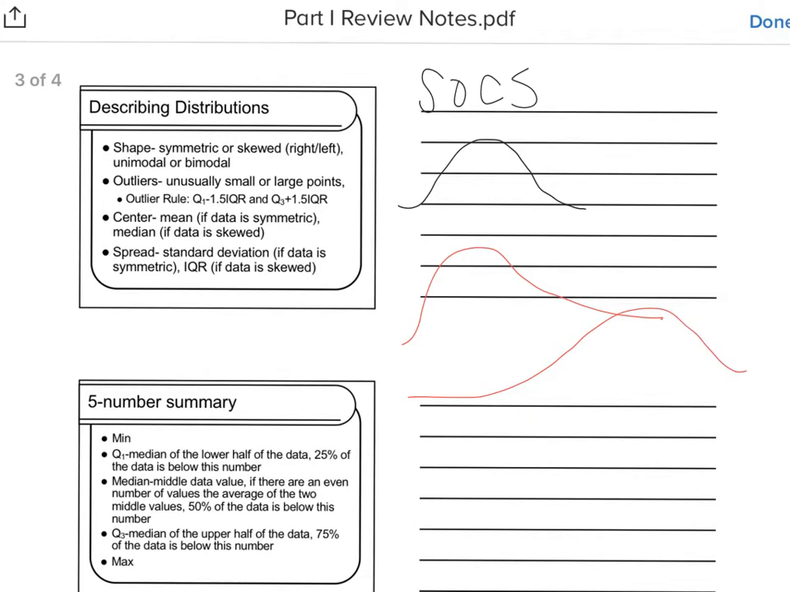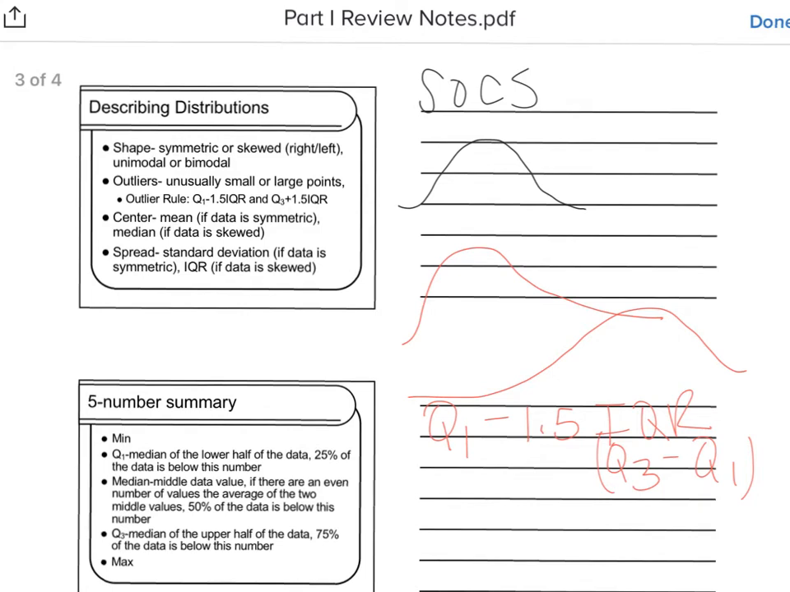Outliers are values that don't seem to fit the rest of the data. When we have the data, we can calculate the outliers using our outlier rules. That was your Q1 minus 1.5 times your IQR. And your IQR, remember, is Q3 minus Q1. Expect at least one problem that asks you in some way, shape, or form to calculate your outliers.